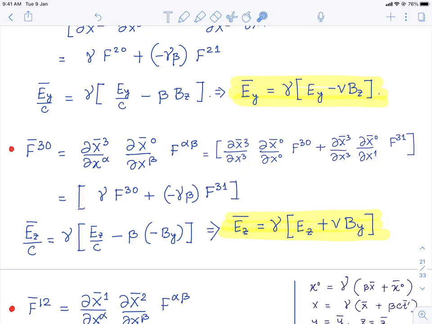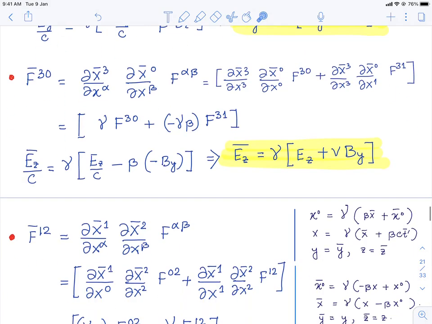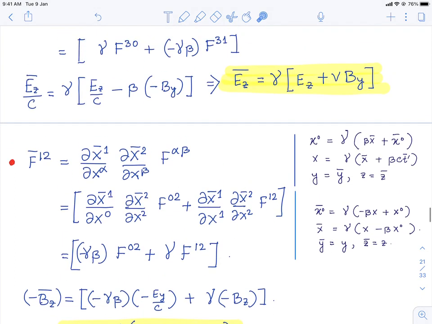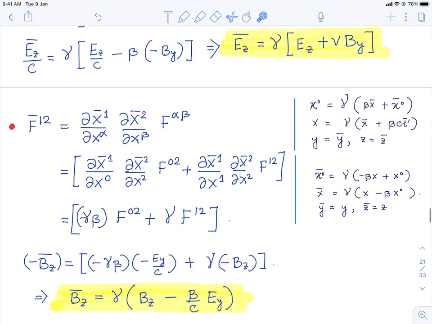There are two terms. Again, simplifying this, you get the Z component in the S bar frame is EZ component, and there's a plus, compared to here, there's a plus V times By. And you see, if this is the y component, this is the z component of B, and if this is the z component, then this is the y component of B, with a plus sign. It's so simple that you can remember it also. At the end of the day, it's so simple that you can probably remember.